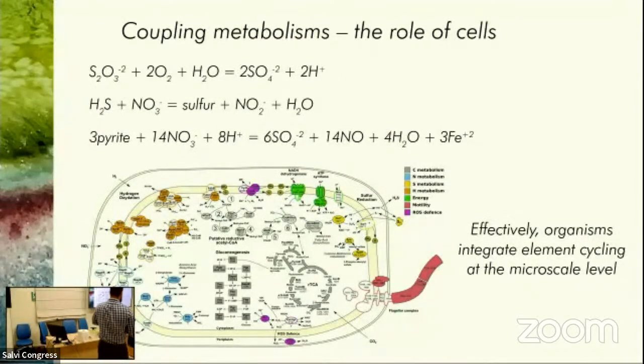So for example, this guy here can do thiosulfate oxidation coupled to oxygen, or H2S oxidation coupled to nitrate, and H2S is oxidized to elemental sulfur, or pyrite oxidation coupled to nitrate all the way to NO and sulfate. So very versatile organism that can do a number of metabolisms, okay?